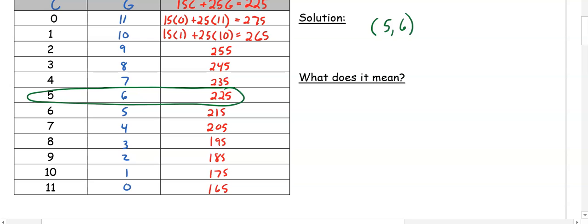Now, because it's a word problem, we want to answer our question with a sentence to explain what that means. So Chris worked 5 hours and George worked 6 hours.